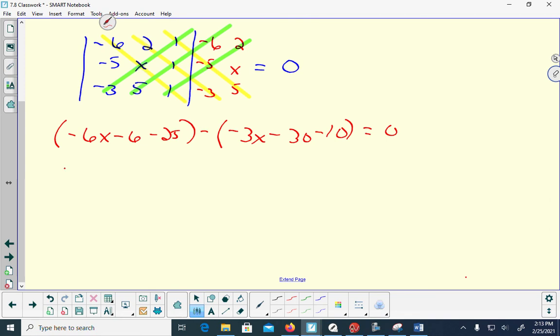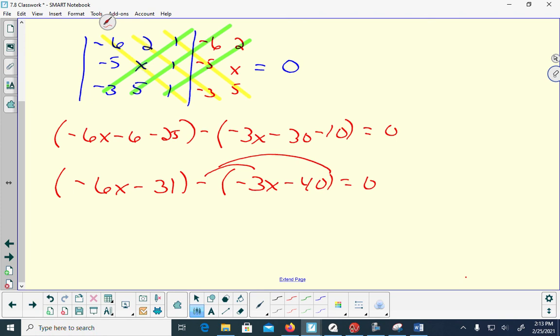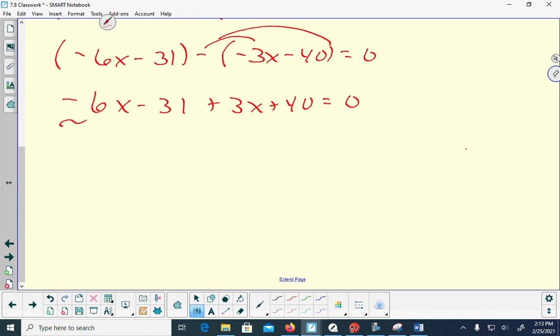So I'm going to have -6x minus 31 minus, and then this will be -3x minus 40 is equal to 0. Now I'm going to distribute this negative sign, so I'm going to have -6x minus 31 plus 3x plus 40 is equal to 0. Combining like terms, I have the -6x and the positive 3x, that'll be a -3x. And then I have the -31 and a positive 40, so that'll be +9 is equal to 0.